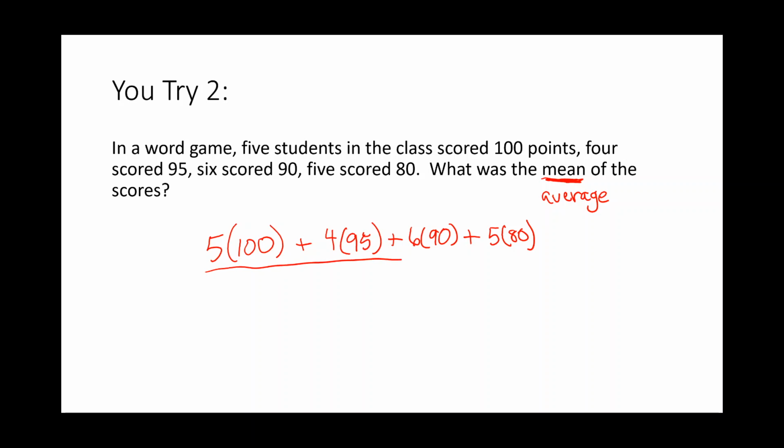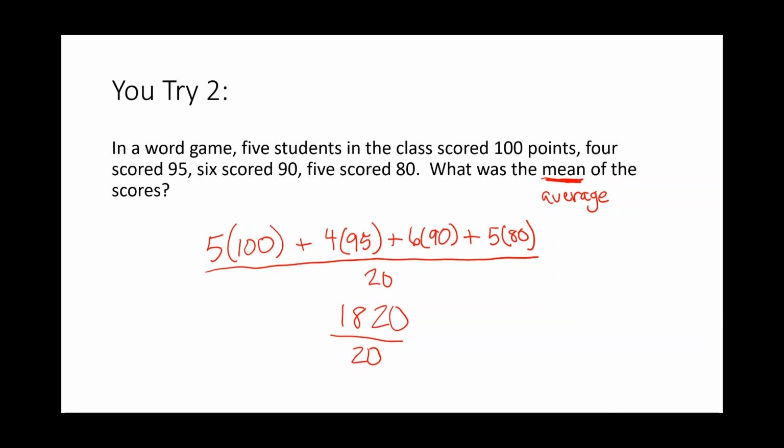What's the mean of the class? Well, how many total students do I have? Well, I have 5 students plus 4 plus 6 plus 5. So it looks like altogether I'm going to have 20 students. So if I do that on my calculator really quick, 5 times 100 plus 4 times 95 plus 6 times 90 plus 5 times 80. If you have a scientific calculator and you punch it in, you're going to get 1,820 points all the students scored together.